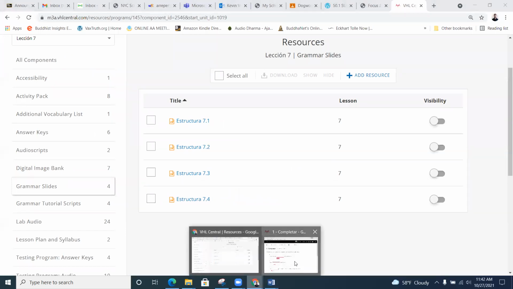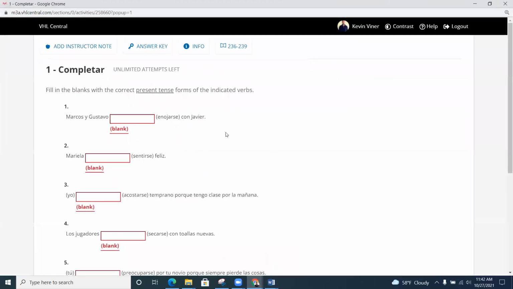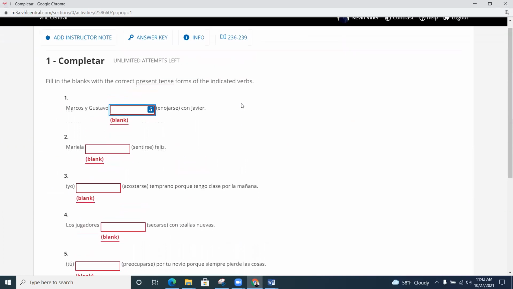Hagamos una actividad más. Y aquí está la actividad. So dice completar. Fill in the blanks with the correct present tense forms of the indicated verbs. Pretty straightforward. So similar to the last one. Okay, so here we have número 1. Marcos y Gustavo y el verbo es enojarse con Javier.